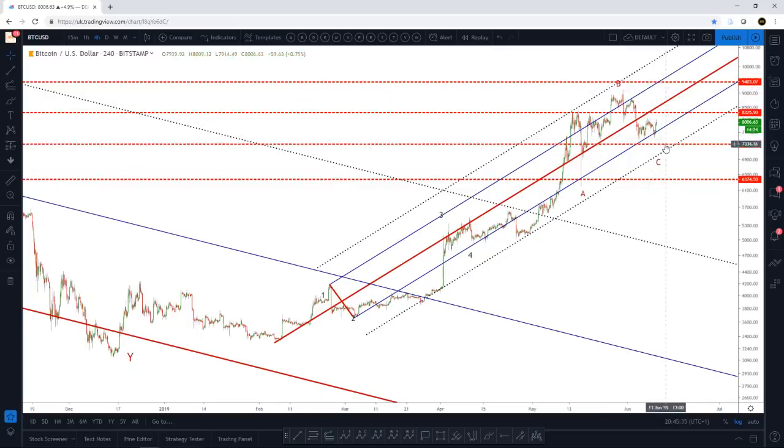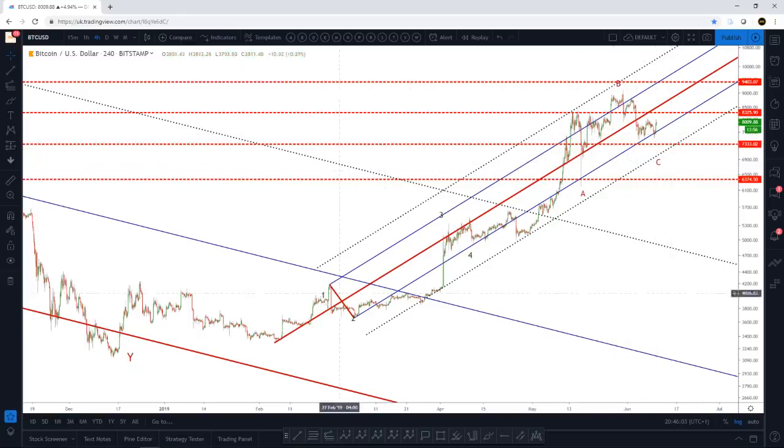Now I was expecting the C wave to come down lower, and I'm going to give an explanation for why I think it's kind of truncated at this level. So if we say our final leg up for the wave three is our 1, 2, 3, 4 finishing here, the argument now is that we're going to push higher from here onwards, and you can see that we're finding support off the lower median line.